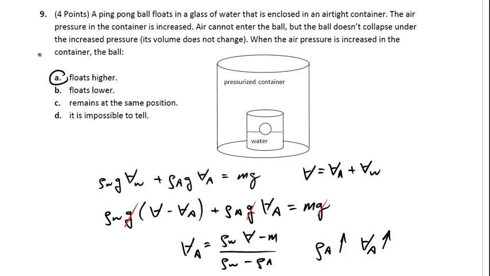So correct answer A for this. Increase of V A means V W is smaller, so the portion of the ball actually in the water is reduced.